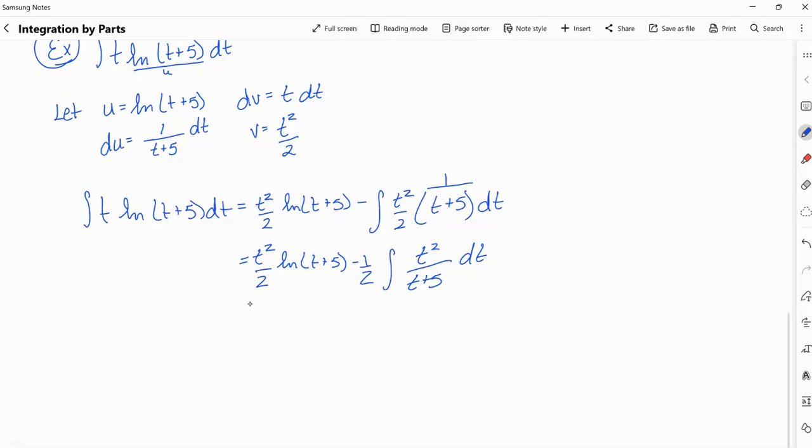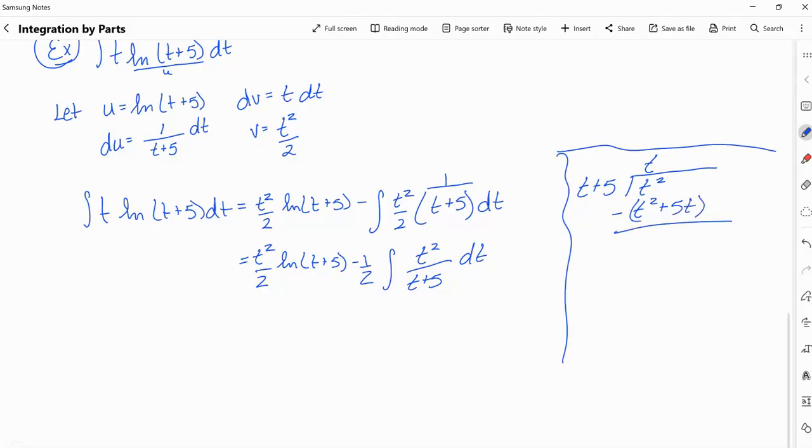We've got to simplify this. This is a top-heavy fraction. It's an improper fraction. The degree of the top is bigger than the degree of the bottom. So remember, we would have to do long division on that. So I'm going to divide into t squared. T goes into t squared t times. If I multiply back through, I'm going to get t squared plus 5t.